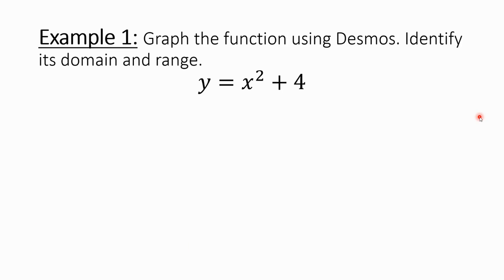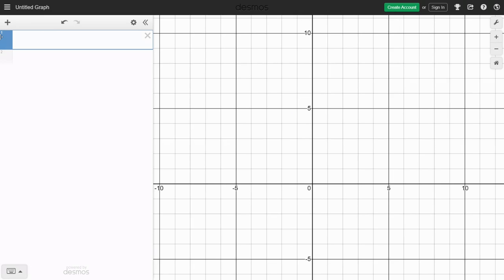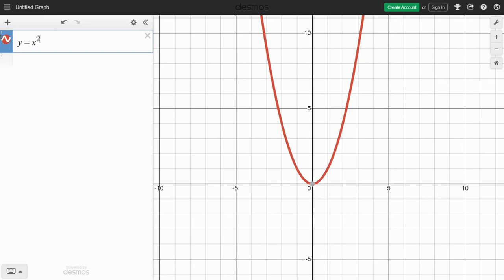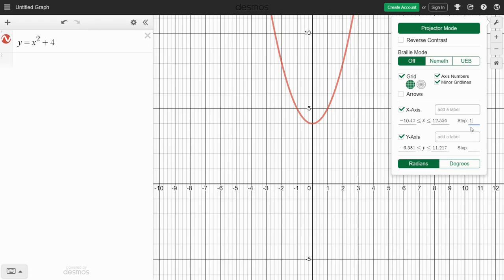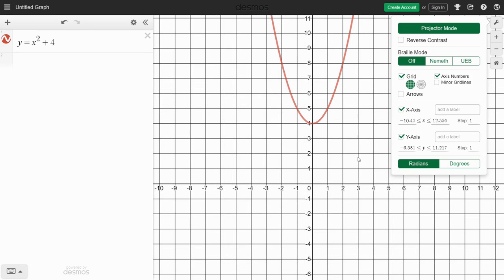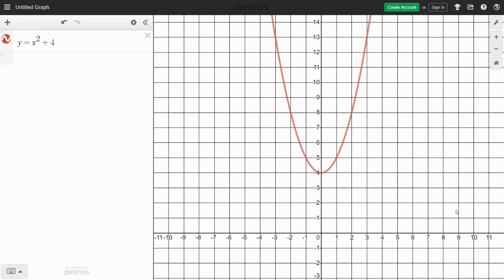Okay, let's practice looking at some functions and figuring out what the domain and range are. It says graph the function using Desmos, identify its domain and range. So I'm going to go to Desmos and type in y equals x squared plus 4. All right, so y equals x squared plus 4. And here's our graph. What I'm going to do is change my step to go up by ones. All right, that looks better. All right, so here's what our graph looks like.